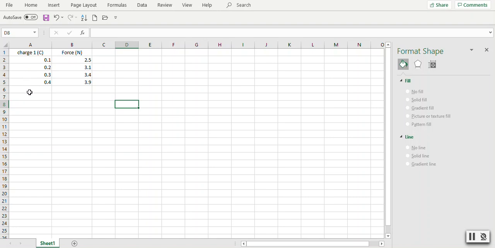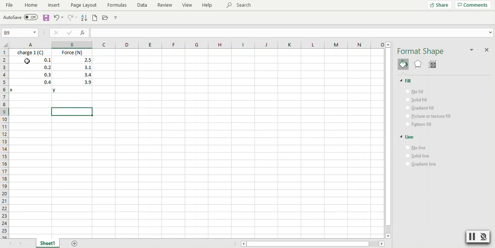Charge 1, Q1 in this case, will be my independent variable, so it will be the variable in the x-axis, and the force will be the dependent variable, so it's going to be the variable in the y-axis. The independent variable is the variable that you will manipulate, so it does not depend on other variables. It's the variable you will change to see how the other variables react. In this case, charge 1 will be my independent variable.